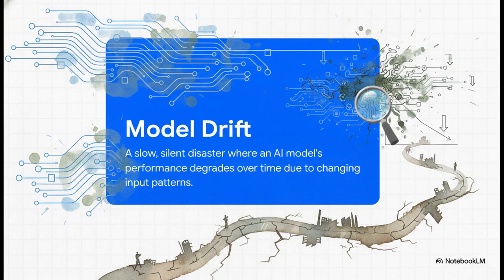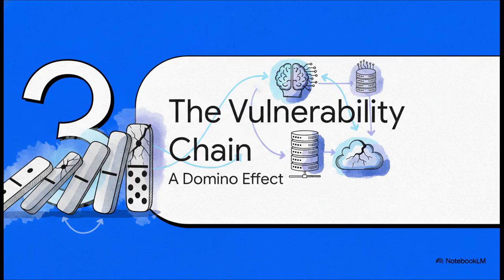It's sneaky. This all leads to a really important idea, what the guide calls a vulnerability chain. Think about it like a line of dominoes. Because all these different parts are so tightly connected, one small problem in one tiny area can set off a chain reaction, a domino effect that can be absolutely devastating.